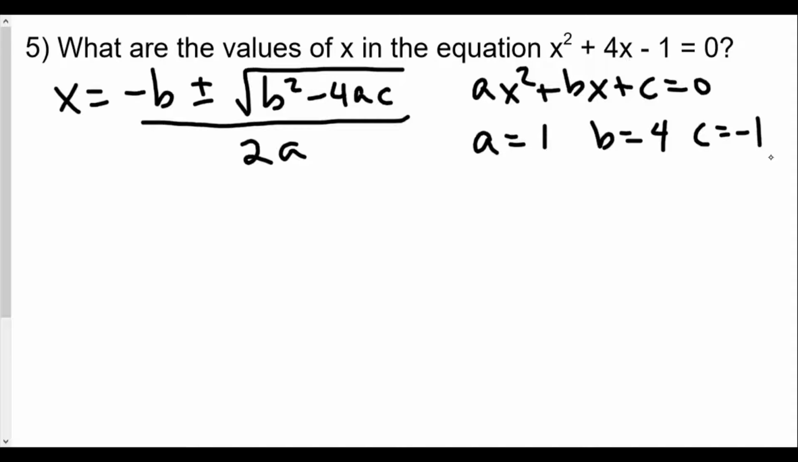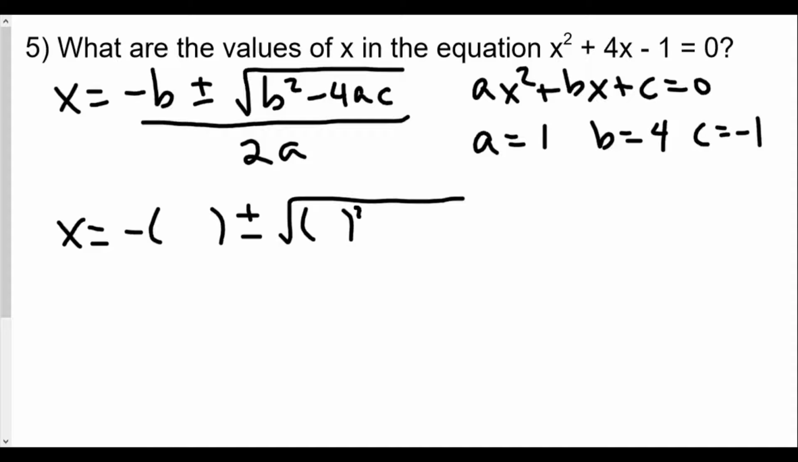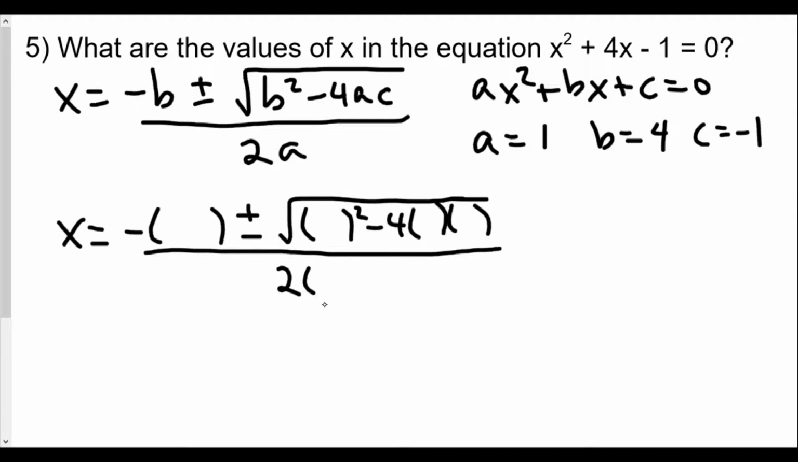And so all we're going to do now is plug in. Now be very careful, because you want to put parentheses around all the numbers here. So negative parenthesis, plus or minus the square root of parenthesis squared minus 4 times open parenthesis, all over 2 times parenthesis. You can write it out this way and then put the numbers in. We know b is 4, so there's a 4 here and a 4 here. a is 1, so 1 here and 1 here, and c is -1.